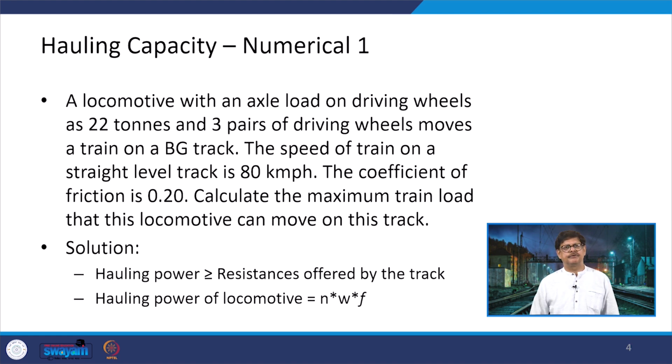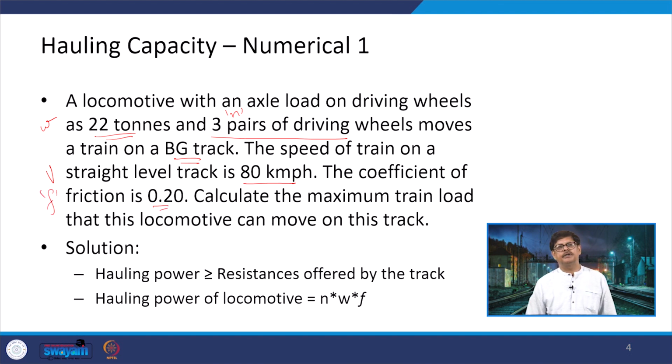Let us start with the first numerical. What is the information which is being given to us? There is a locomotive with an axle load of driving wheels of 22 tons and there are 3 pairs of driving wheels. That means this is a small w and this is n, and it is moving on a broad gauge track. The speed of the train on the straight level track is 80 kilometers per hour, that is capital V. Coefficient of friction is 0.2, so this is small f.